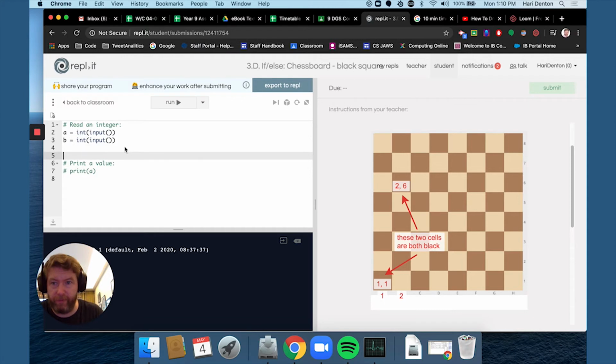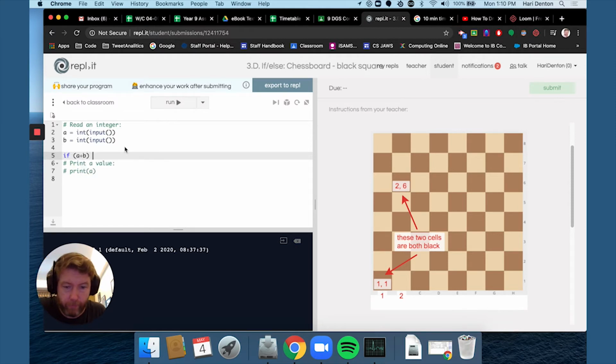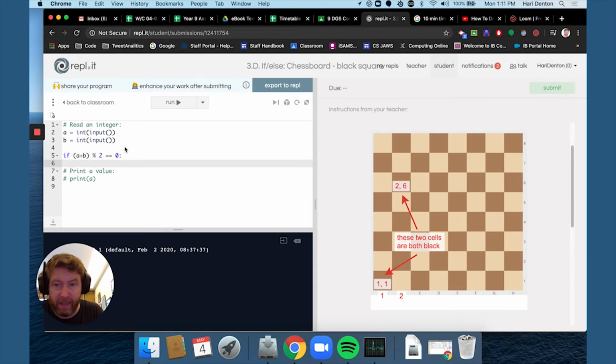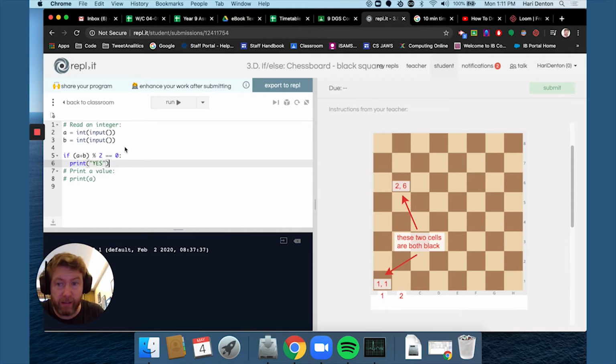So if A plus B mod 2 equals 0, going back, if you remember that, that means it's an even number when we add the two coordinates together. So when we add the row number and the column number together, if we mod them by 2, which is what that percentage sign is, and we have a 0 remainder, then it's even.